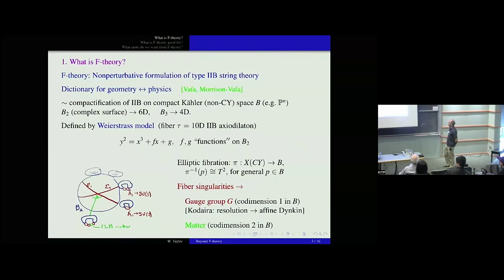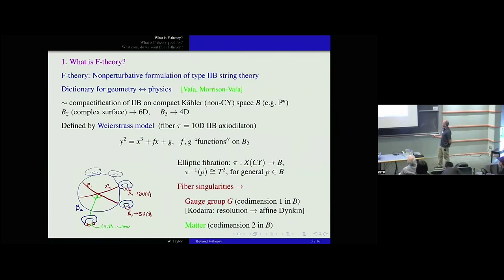And at codimension 1, these singularities can be characterized by an affine Dynkin diagram. And the beautiful insight of F-theory from Vafa and Morrison-Vafa's work was to realize that this affine Dynkin diagram is associated with what should be interpreted as the physical gauge group of the theory in the reduced space-time.